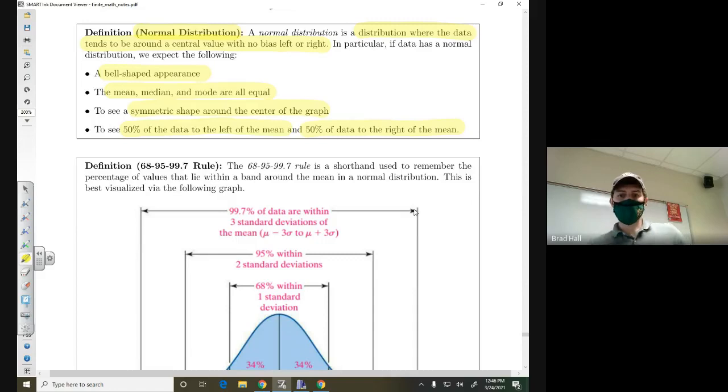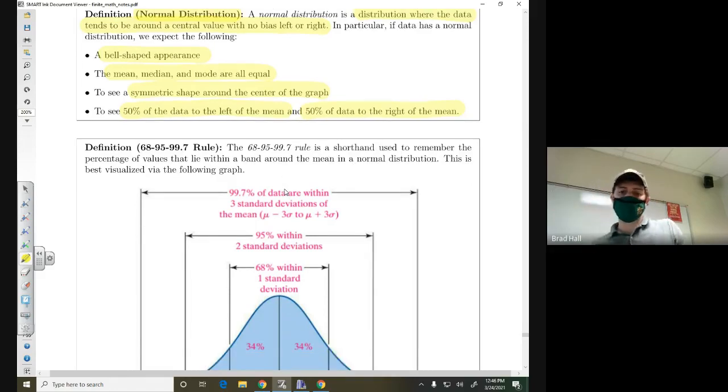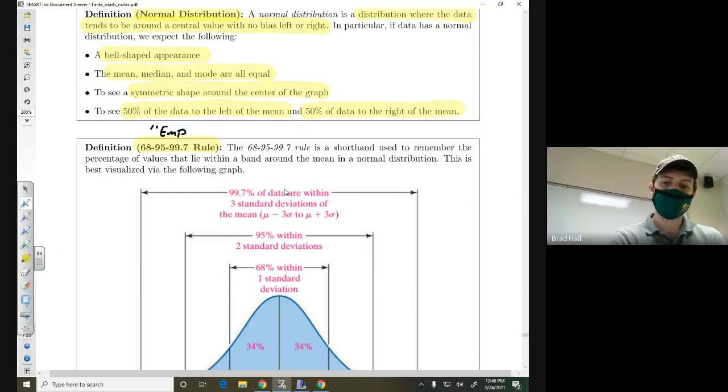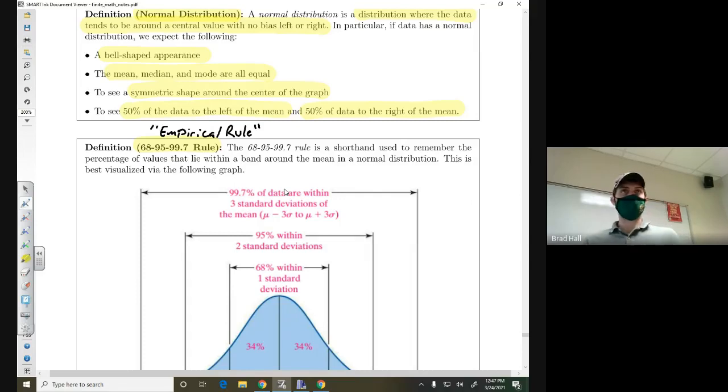Now, one of the more important ideas, in this class we call it the 68, 95, 99.7 rule. In statistics we call it the empirical rule. So if you hear me call it the empirical rule, it's the same thing. But in any case, it's a shorthand that's used to ultimately remember how the standard deviations associate with the proportionality of data in a distribution.